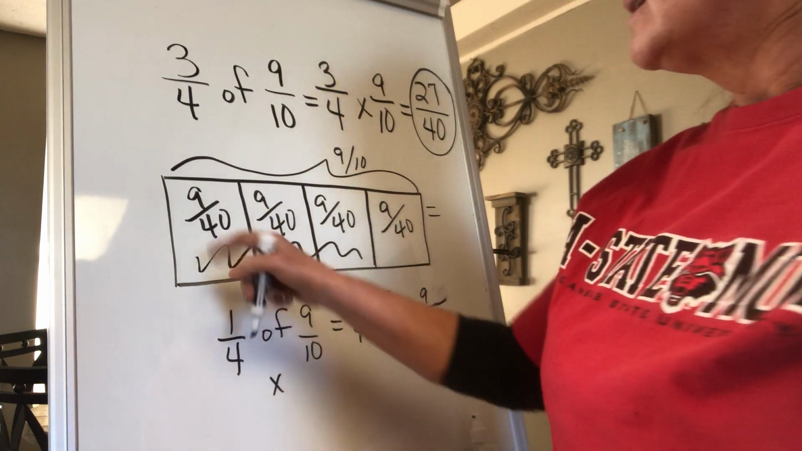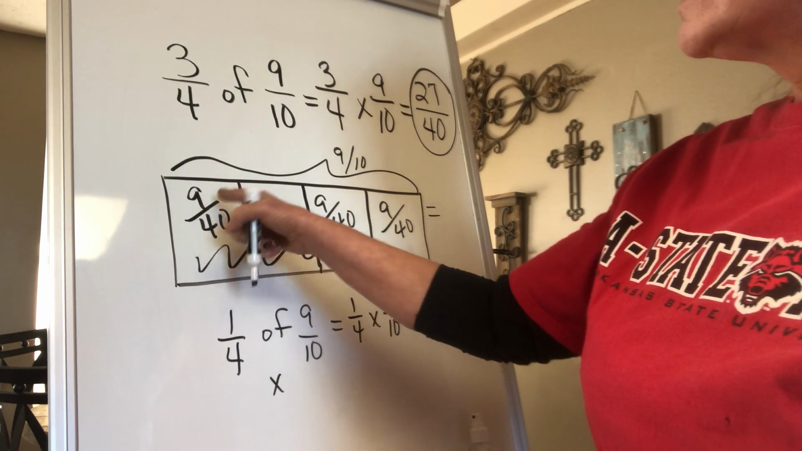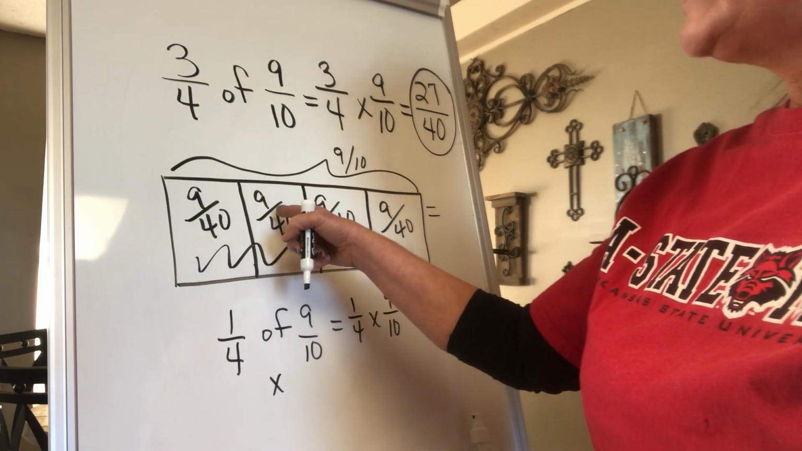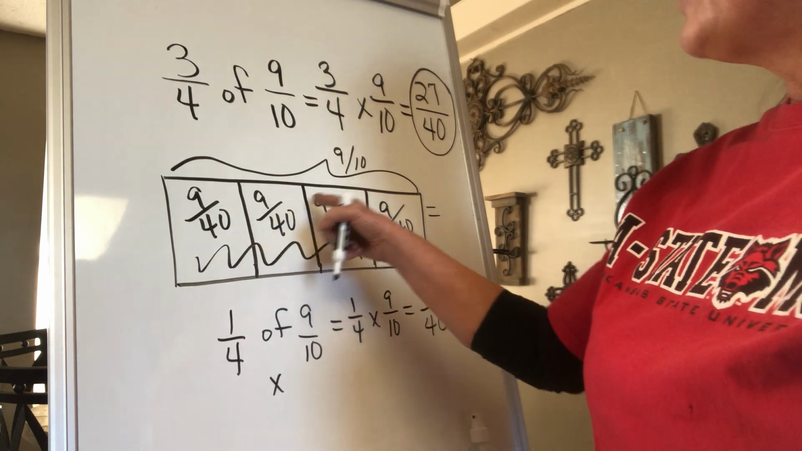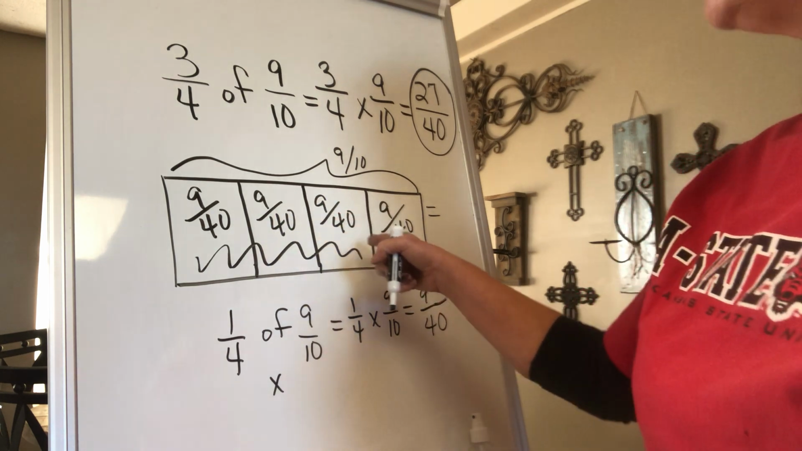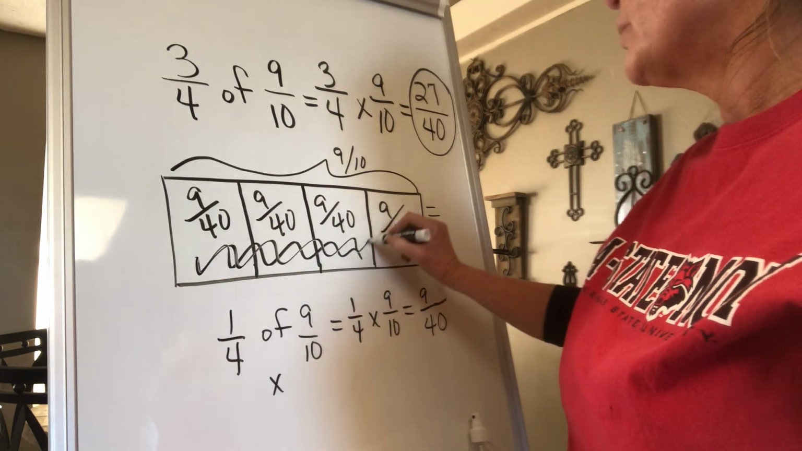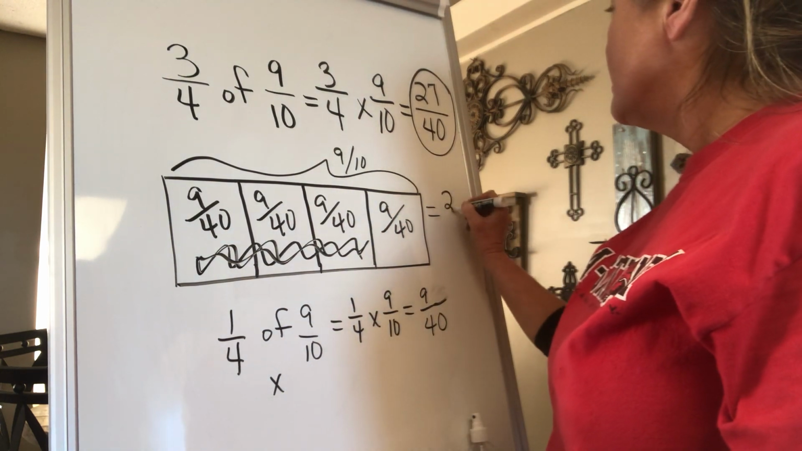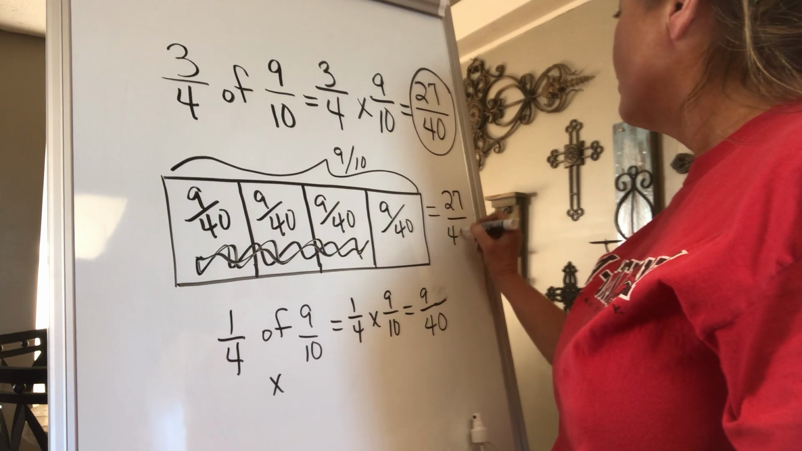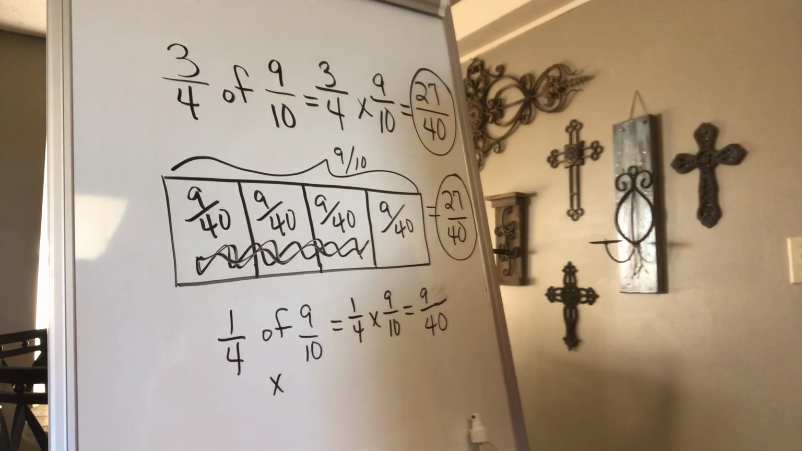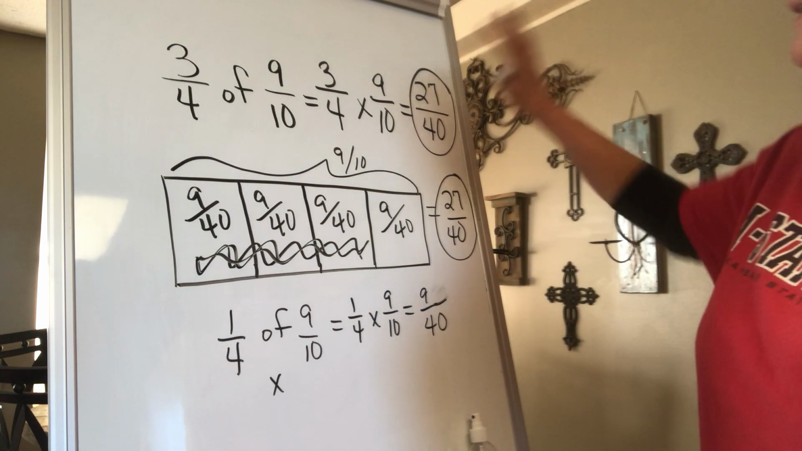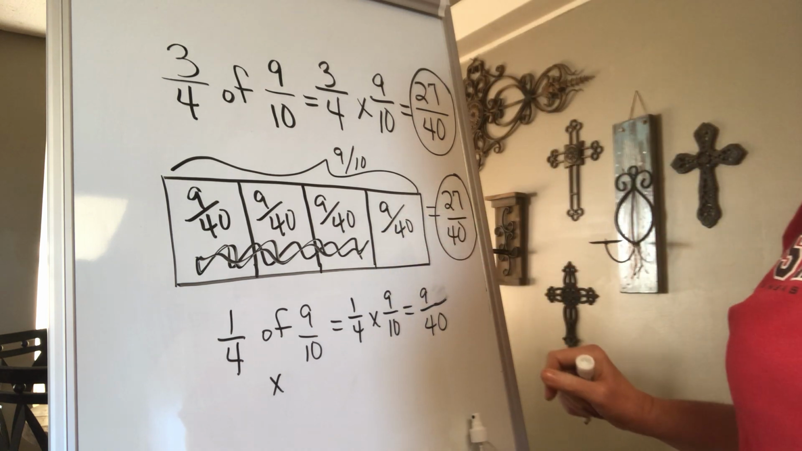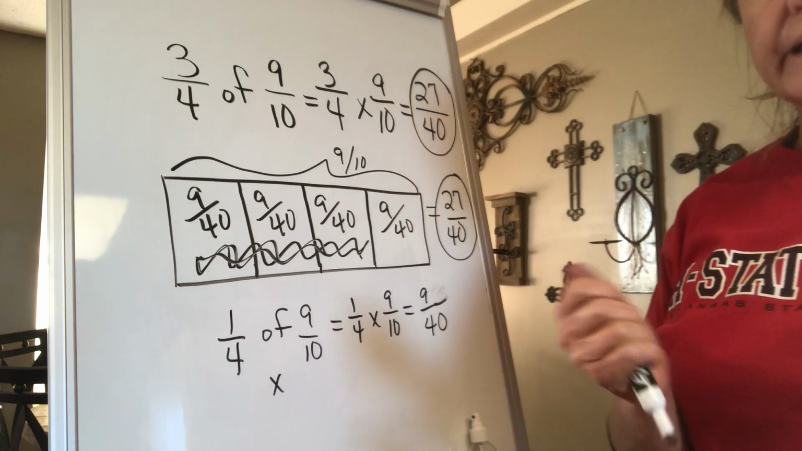I had 9/40, and then I have 9 more, so that would give me 18/40. And then 9 more would give me 27/40, because remember, it said she only ran 3/4. So she ran 27/40. So no matter if we do it by expression or diagram, we still get the same answer.